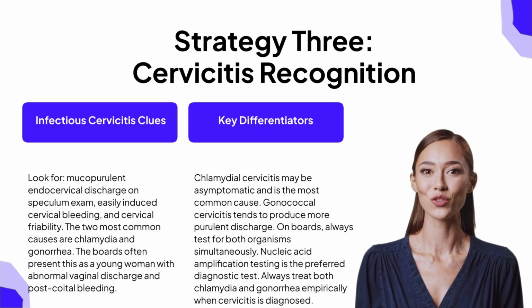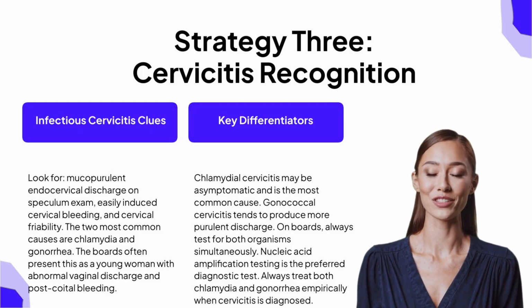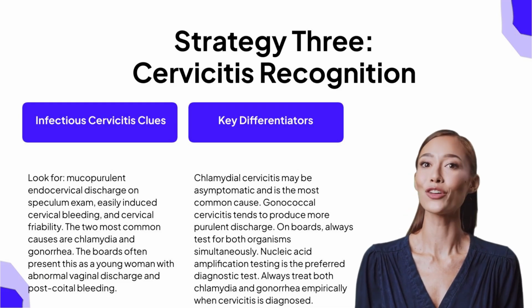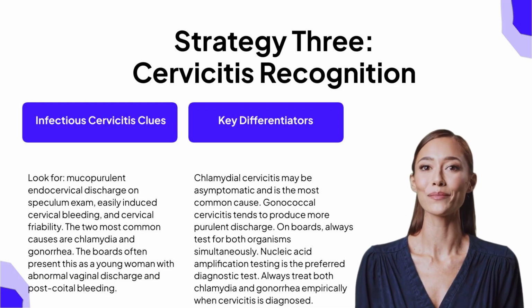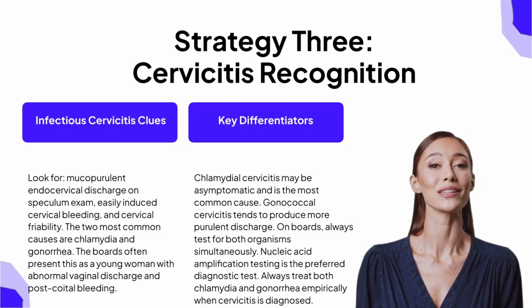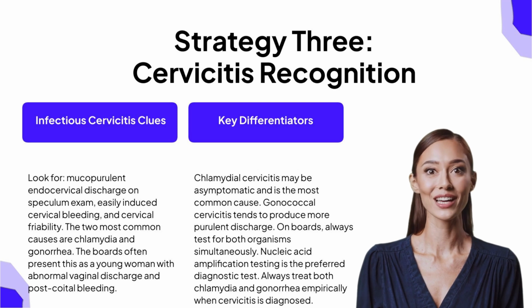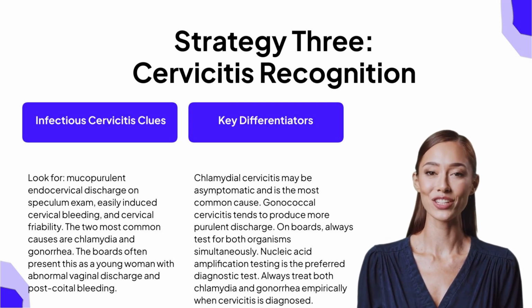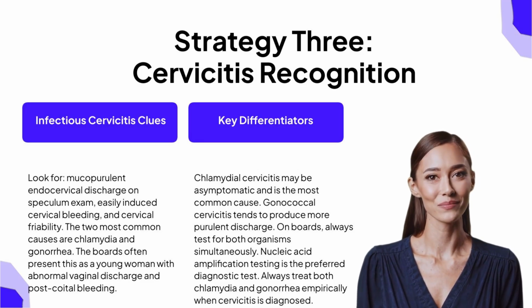Chlamydia is the most common cause overall and is often asymptomatic, so screening questions are also high yield. Gonococcal cervicitis tends to produce more purulent discharge. The critical board rule is that when you diagnose cervicitis, you treat empirically for both chlamydia and gonorrhea without waiting for test results. Nucleic acid amplification testing is the preferred diagnostic method.